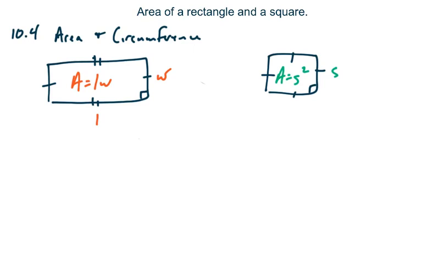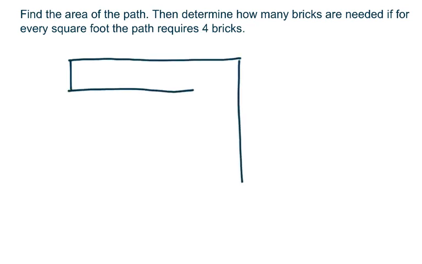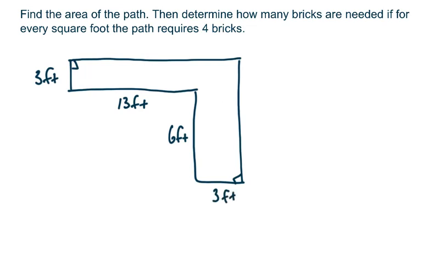All right, here we go. First problem, it says find the area of the path, then determine how many bricks are needed if for every square foot the path requires 4 bricks. Well, let me set the stage of our path. So our path looks like this. And these are all right angles. Let me label some stuff. So we've got 3 feet here. This is 13 feet, 6 feet, and 3 feet.